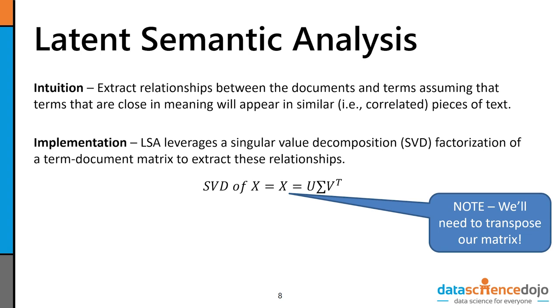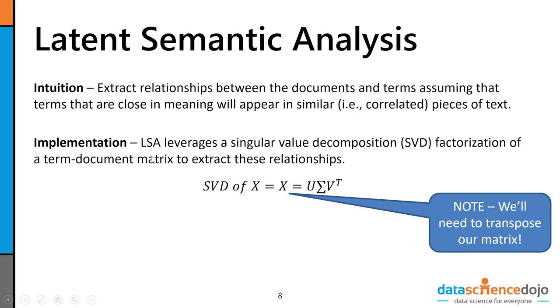The other thing I should note as well is that we'll need to transpose our matrix. Because notice that here, singular value decomposition of a term document matrix. So far we've been working with a document term matrix. Documents are the rows, terms are the columns. Everything that you see in the literature, for example, if you go to Wikipedia and you look up latent semantic analysis, is going to assume actually a term document matrix.